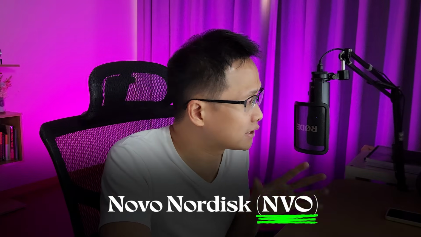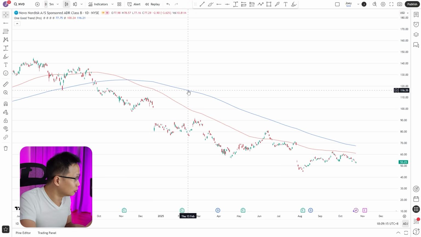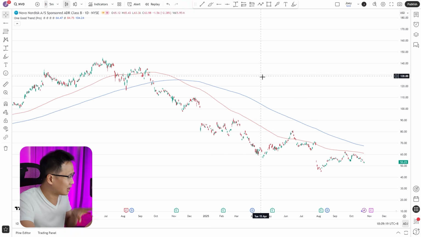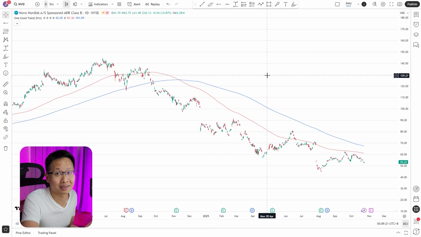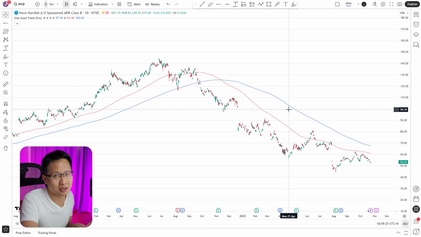NVO. And you can see that now it's the opposite. The red line, 100 days moving average, is pointing down, and the blue 200-day simple moving average is pointing down, and red is below the blue. So it's been going down, down, down for more than a year, not one month or two months. For more than a year, we have been in a longer term downtrend.